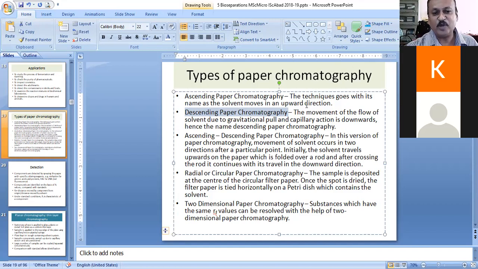Then there is another type of chromatography called radial chromatography, radial or circular, where you take a circular piece of paper and apply the sample at the center, and it will spread in all the directions and form a circle. So instead of getting a spot on the paper, you will get a circle on the paper. Is it right? Can you say anything about what could be the advantage of this technique?